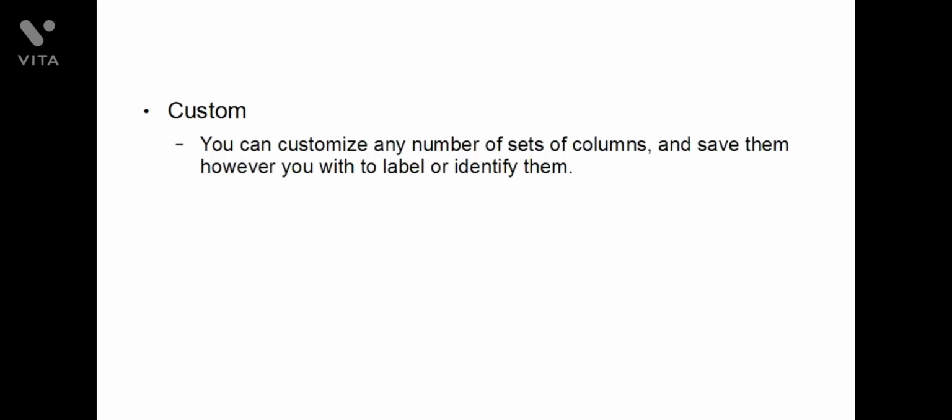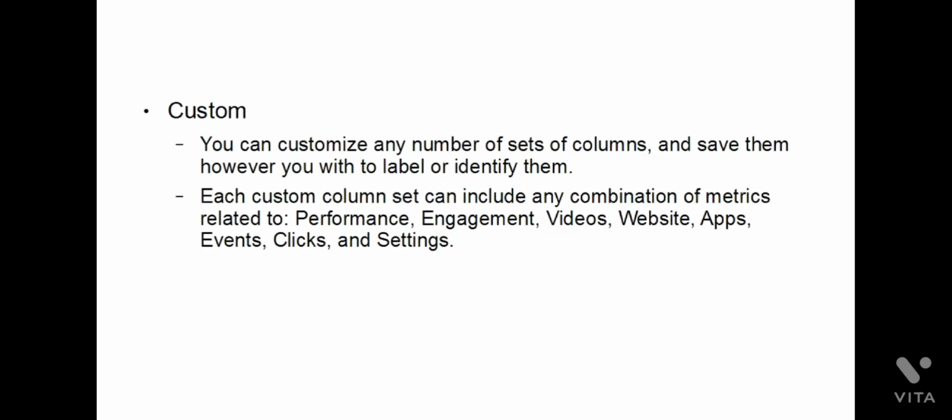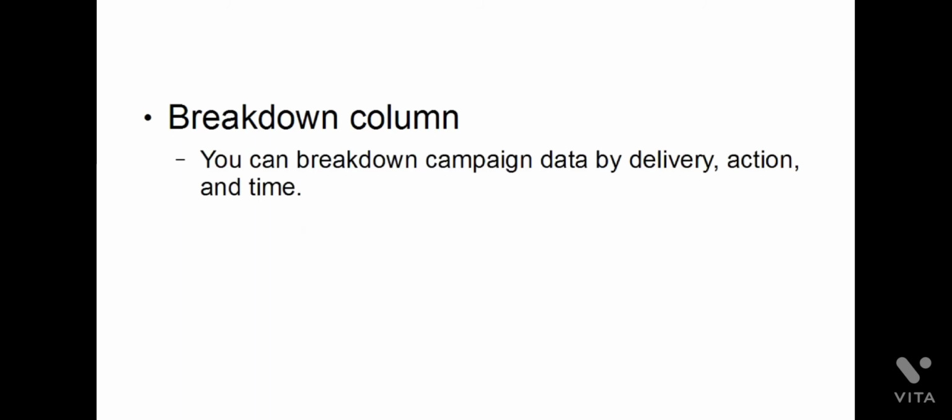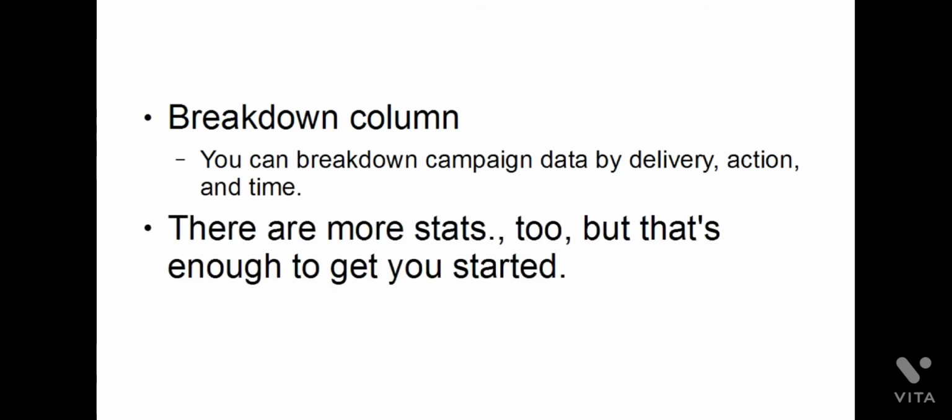And you can also customize the statistics that you want. You can customize any number of sets of columns and save them however you wish to label or identify them. Each custom column set can include any combination of metrics related to performance, engagements, videos, website, apps, events, clicks, and settings. You can also take a look in the breakdown column, and you can break down campaign data by delivery, action, and time. Now, there are more stats too, but I think that's enough to get you started.